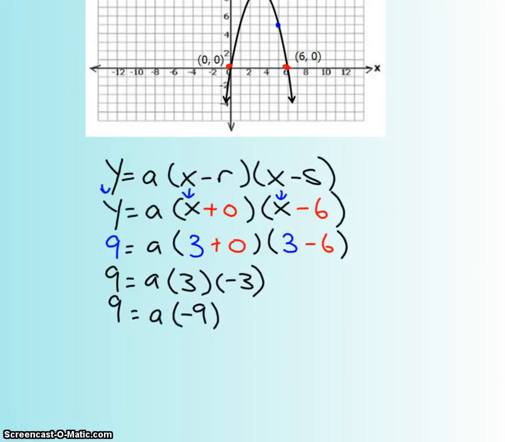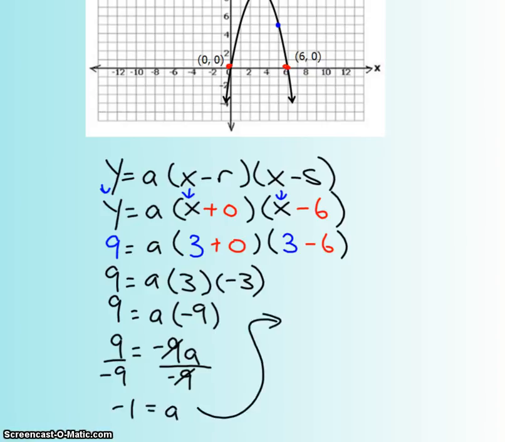Don't forget your brackets, or else it looks like a minus. And if you really don't want to write your brackets, put the 9 in front, and then divide by negative 9 to get rid of these, which gives negative 1. That means that our overall equation is your a value, negative 1, not going to write the 1, times x plus 0, not going to write the 0, and x minus 6. So that's your overall equation for this parabola.